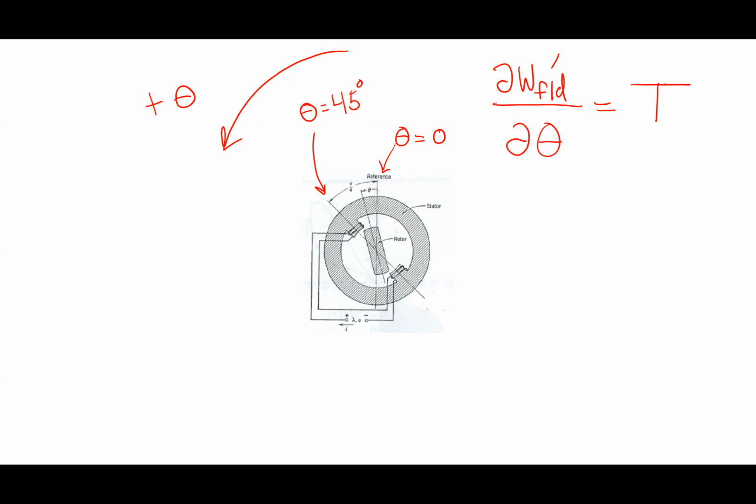What is going to happen in this case? He's going to move, and he's going to move until he gets to where? Until he lines up, until he gets to 45 degrees. All right. He's going to move until he gets to 45 degrees.